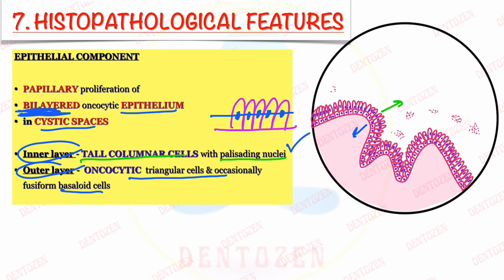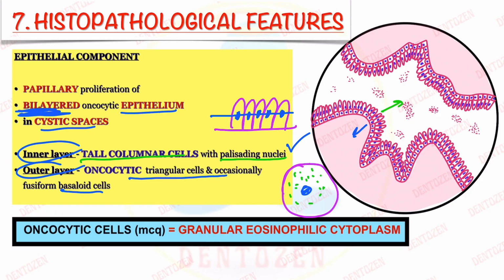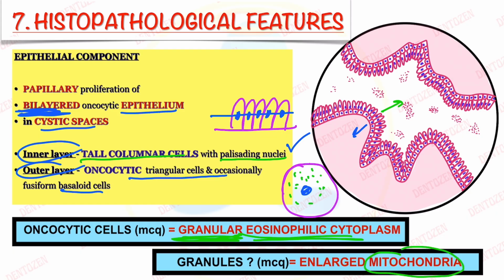Now, something is unique about this oncocytic epithelium: these oncocytic epithelial cells give a granular appearance. What is granular appearance? It means they show granules in their cytoplasm. So what are these granules? That is your important MCQ. These granules are mitochondria. Yes, these oncocytes have abundant mitochondria in their cytoplasm, and these get enlarged, and that is what gives them the granular appearance. So granular appearance in oncocytic cells is because of mitochondria.